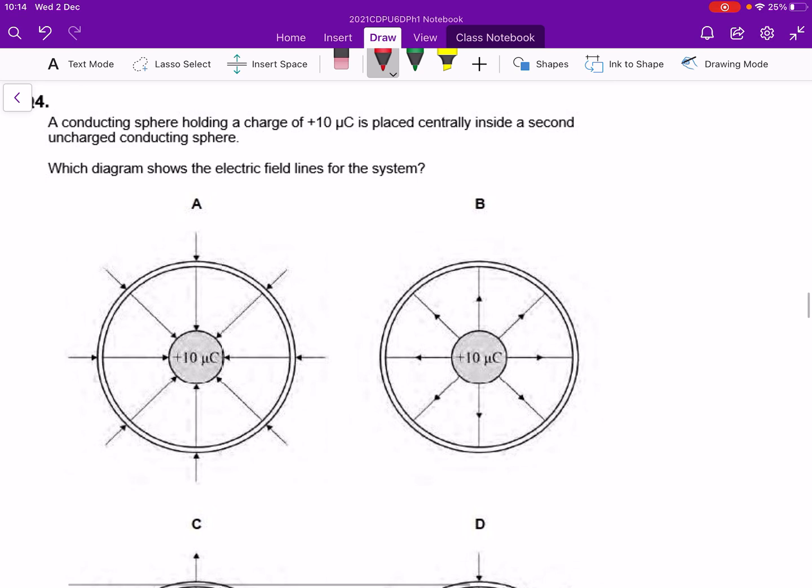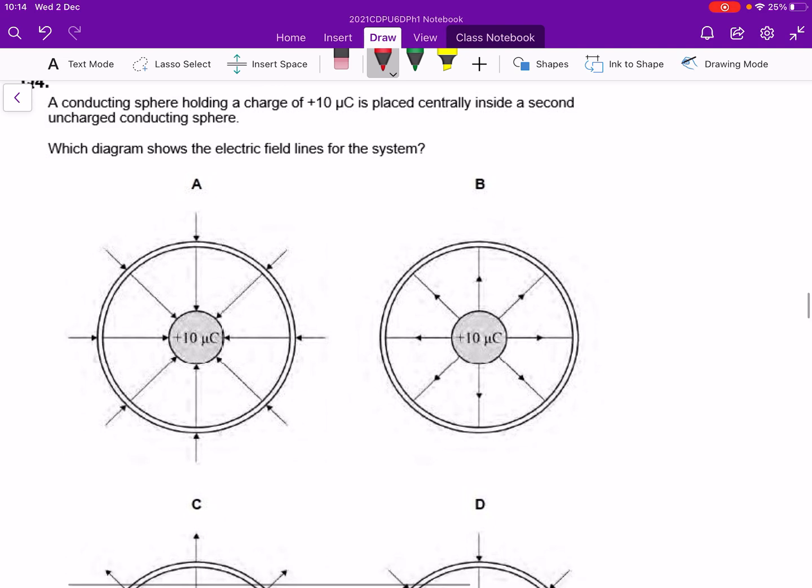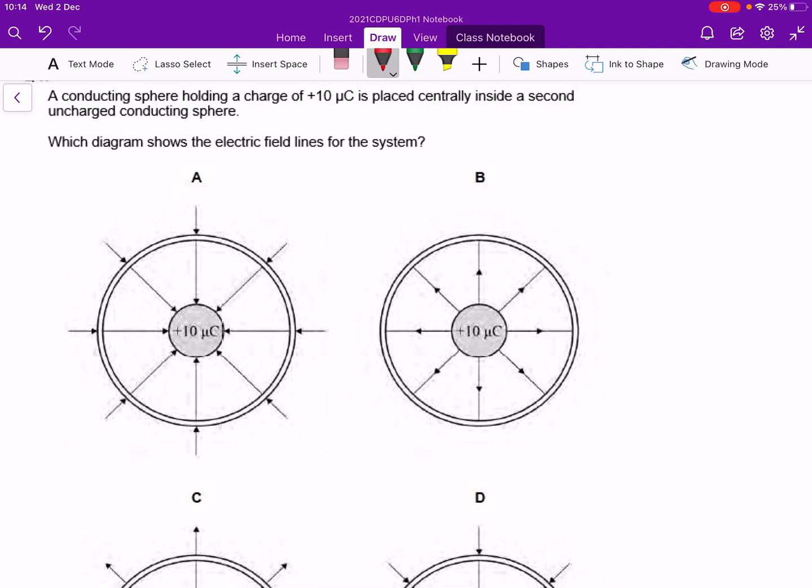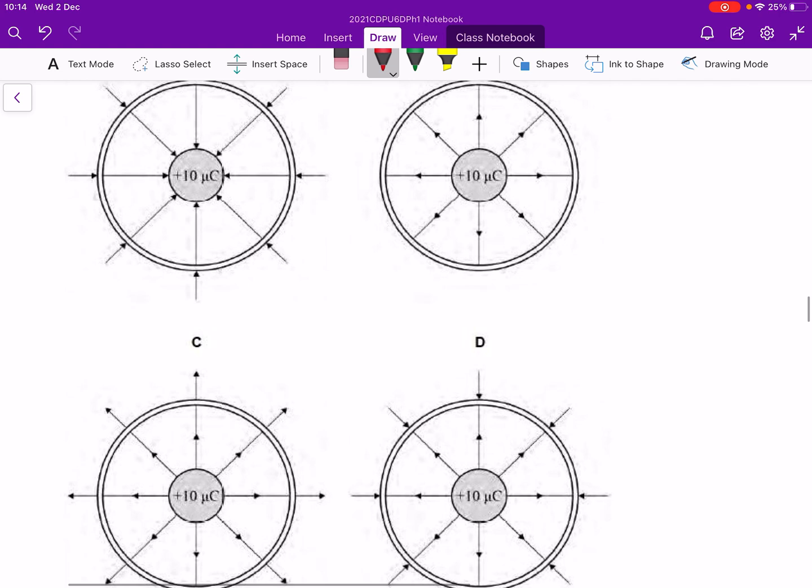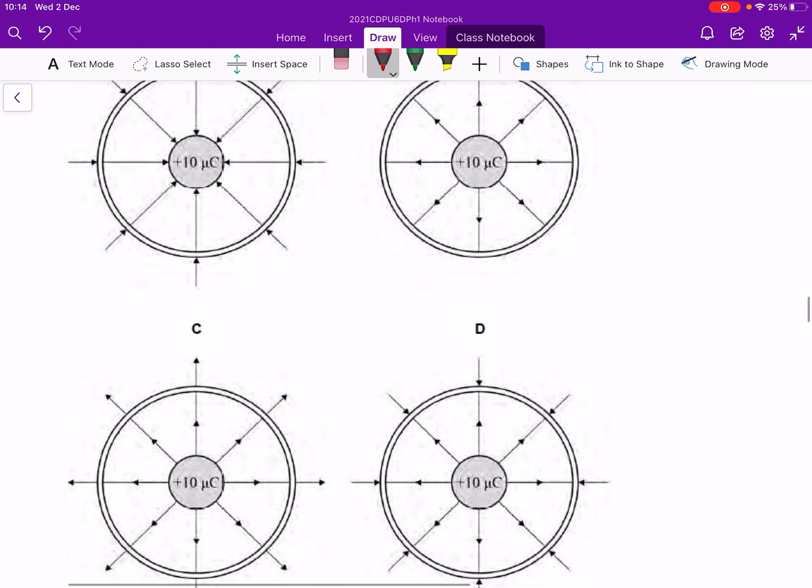Question 4. So we've got a 10 microcoulomb charge and then an uncharged conducting sphere. So what's the electric field lines? Well, we know field lines point from positive to negative. That's generally what happens with our electric field, points from positive to negative. So it needs to be pointing away from the center. So it's got to be B, C, or D.